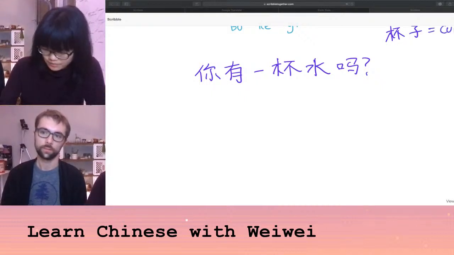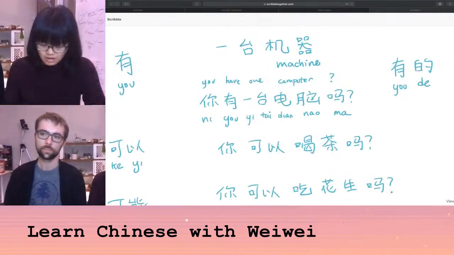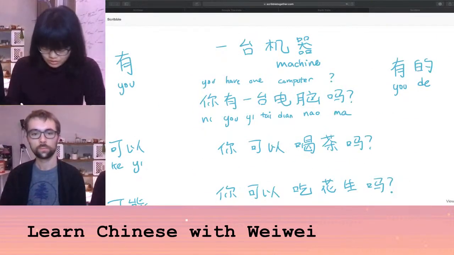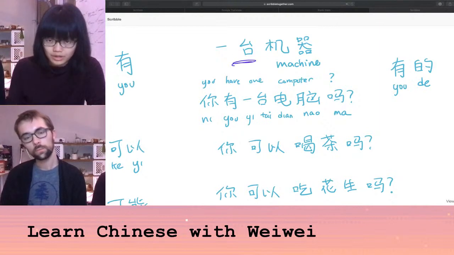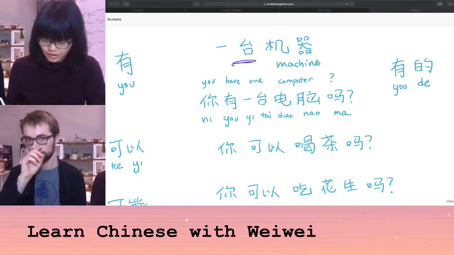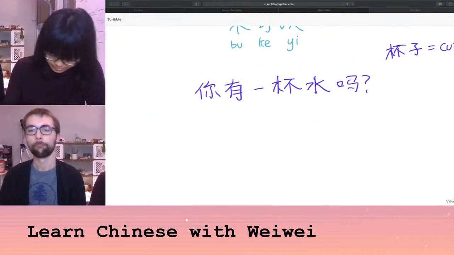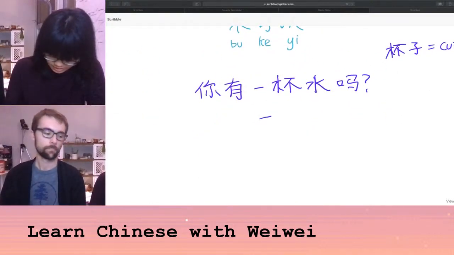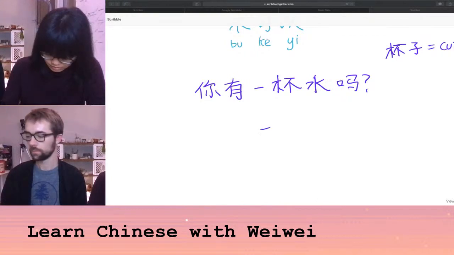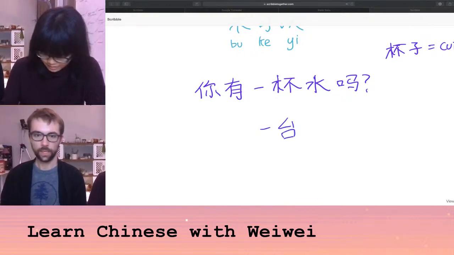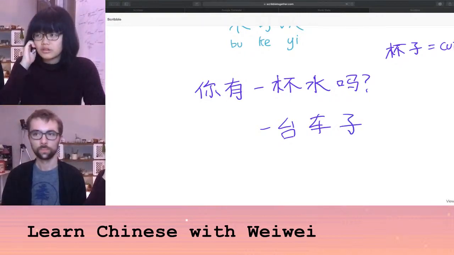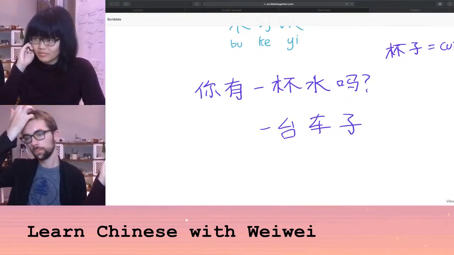I actually thought of a word that you use 台 with, which is car. So I would say, let me write that slightly below. 一台车子, one car.